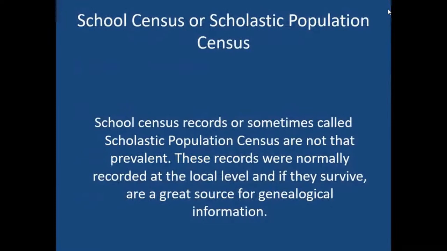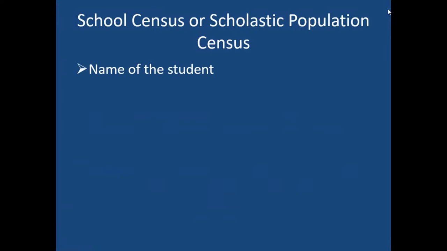So we're going to start off first with school census and scholastic population census. These records were normally recorded at the local level. If they survive, and you're going to hear me say this a lot, but if they survive, they are a great source for genealogical information. So what kind of information could they contain? Well, they could contain the name of the student, which is great. We're looking for our ancestors, their name on a record. They could also include the age of the student. And how fantastic would that be to help you to determine the birth of one of your ancestors if it's before birth records were required by law?